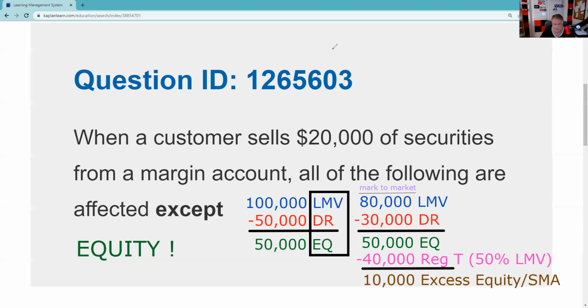And again, we just illustrated that indeed, when you have a margin account and you sell securities, all of the ledger entries, long market value, debit, and SMA, are affected. The only ledger entry not affected is equity. That is the answer to this question.